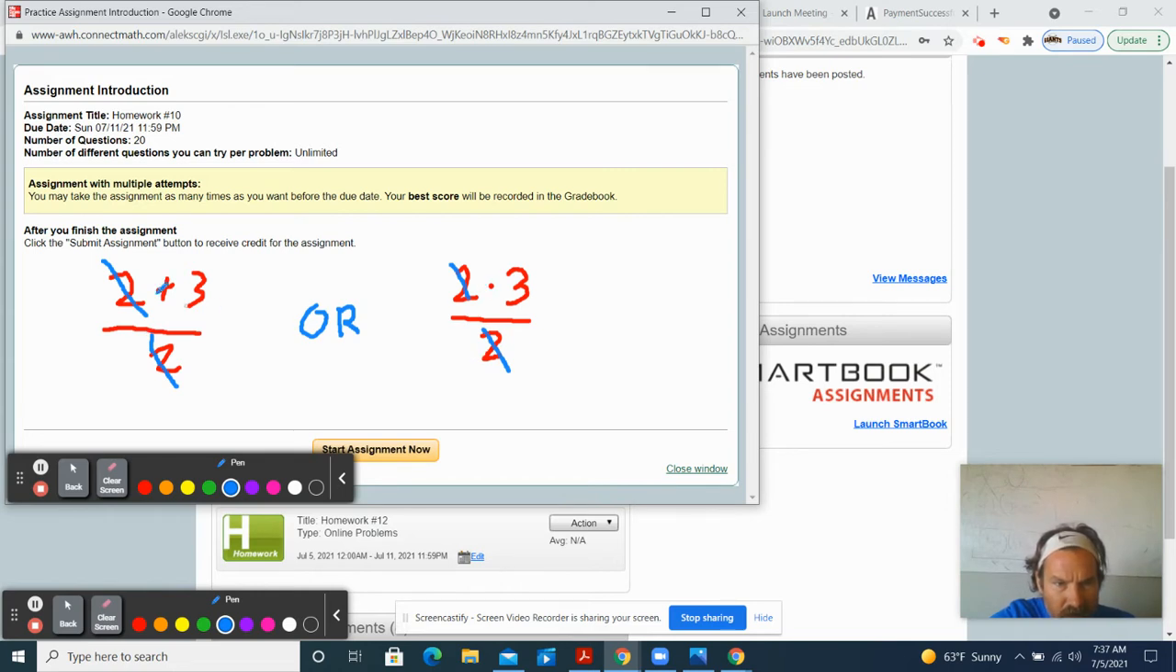Well, we can figure this out actually by doing the math. If I cancel these 2's on the left, I would end up with 3. Is this problem equal to 3? Well, this is 2 plus 3, and 2 plus 3 is 5. Is 5 divided by 2 equal to 3? Absolutely not. This problem over here, we'd end up with 3 if we cancel. Is 2 times 3 divided by 2 equal to 3? Well, 2 times 3 is 6, and 6 divided by 2 is equal to 3. So this is not correct.